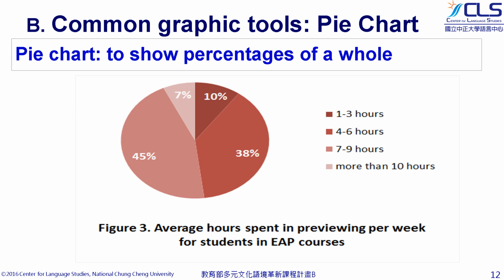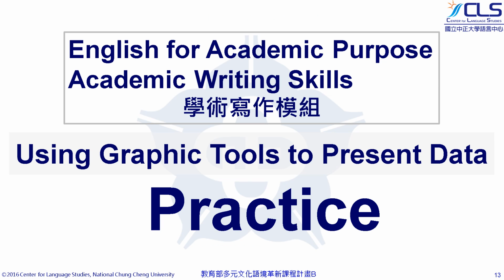Finally, the pie charts are used to show percentages. As shown in Figure 3, different percentages of all students spent different hours on previewing per week. At least 4 hours are spent for most of the students. We've learned the graphic tools used to show data. Let's practice now.